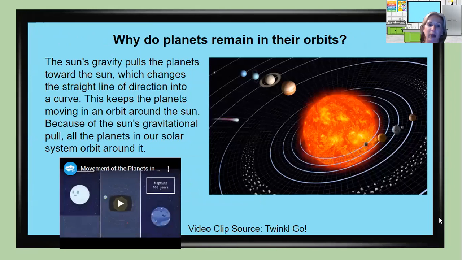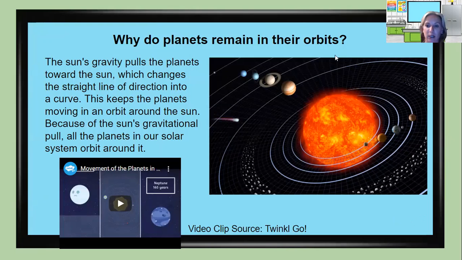Why do the planets remain in their orbits? The sun's gravity pulls the planets toward the sun, which changes the straight line of direction into a curve. This keeps the planets moving in an orbit around the sun. Because of the sun's gravitational pull, all of the planets in our solar system orbit around it.